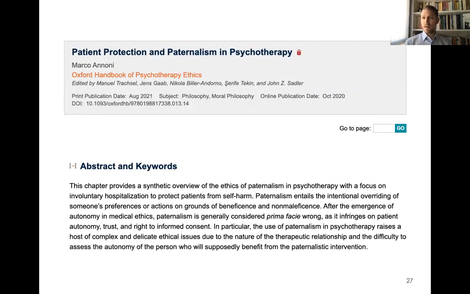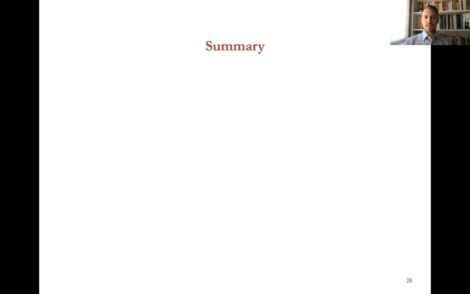If you're interested in how you can relate or use paternalistic interventions, basically, in clinical practice, but also paternalistic ways of dealing with people that are not fully autonomous, I can provide you with a text of this chapter that I wrote about patients' protection and paternalism in psychotherapy for the Oxford Handbook of Psychotherapy Ethics. I'll be more than happy to provide you the full text, or at least the preprint, if you're interested.